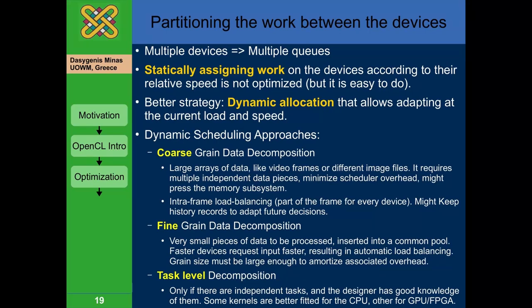And the final dynamic scheduling approach is task level, when we have multiple tasks that are executed, like in a pipeline implementation. We can create tasks and put them also in this queue, and a scheduler picks up the appropriate task and sends it to a device.